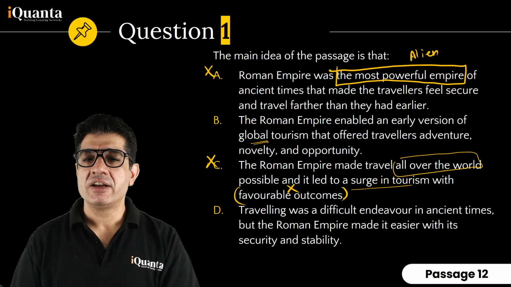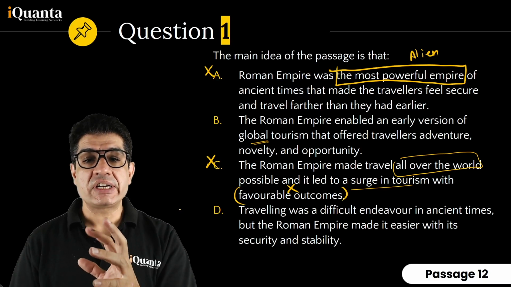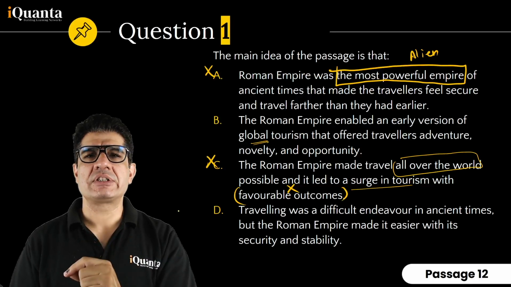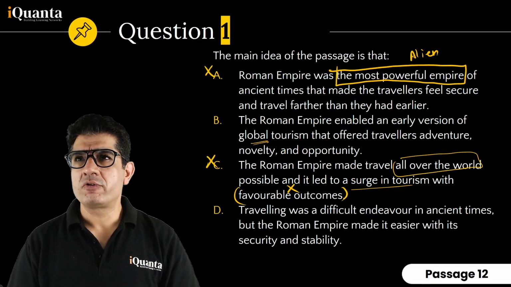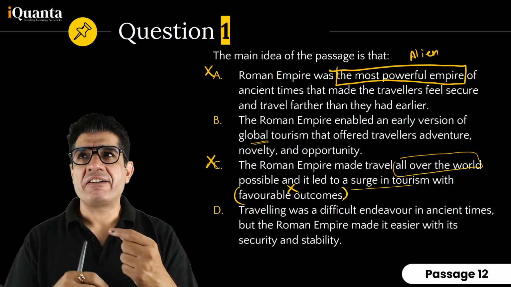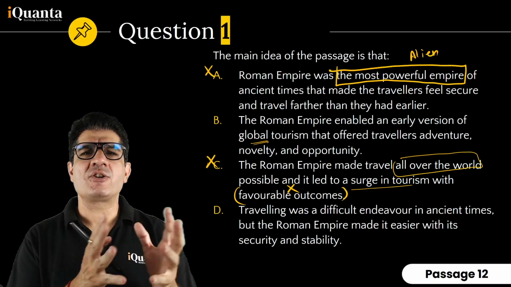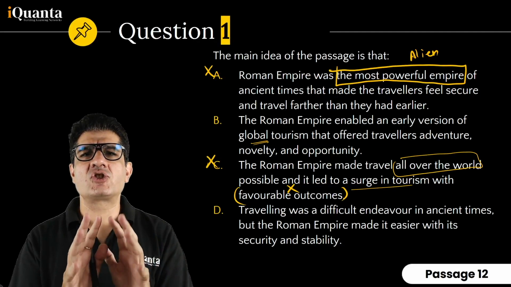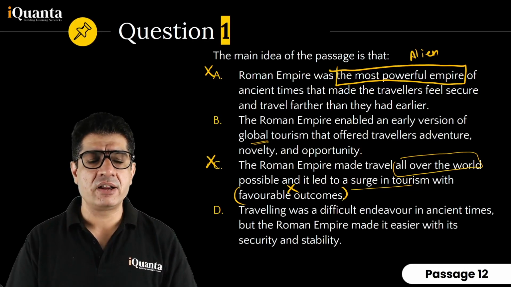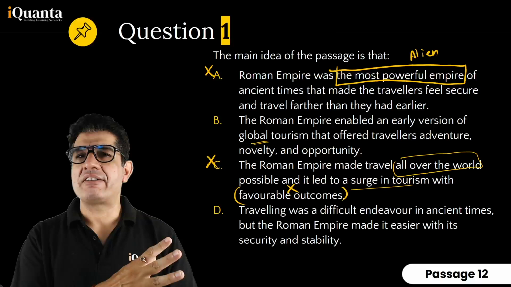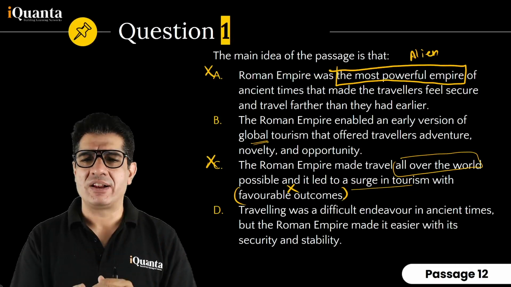How about D? Traveling was a difficult endeavor in ancient times, but the Roman Empire made it easier with its security and stability. Okay. Now when you say traveling, it was not traveling which was difficult. It was long distance traveling that was difficult. Moreover, traveling was a second order result, right? Where the stability and the security that the Roman Empire provided led to people traveling more. It was not their goal.